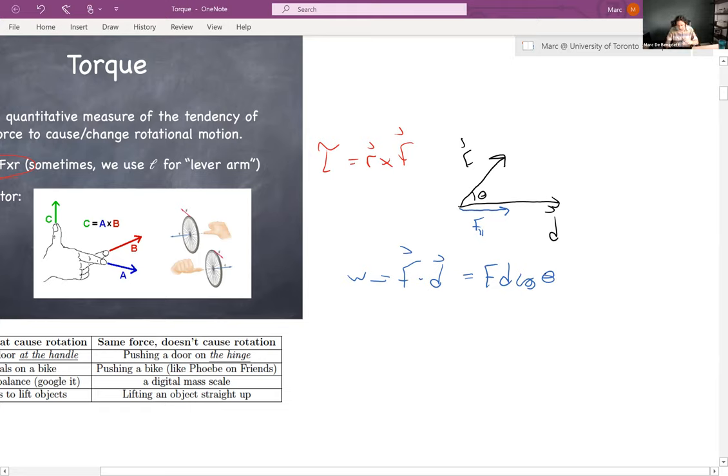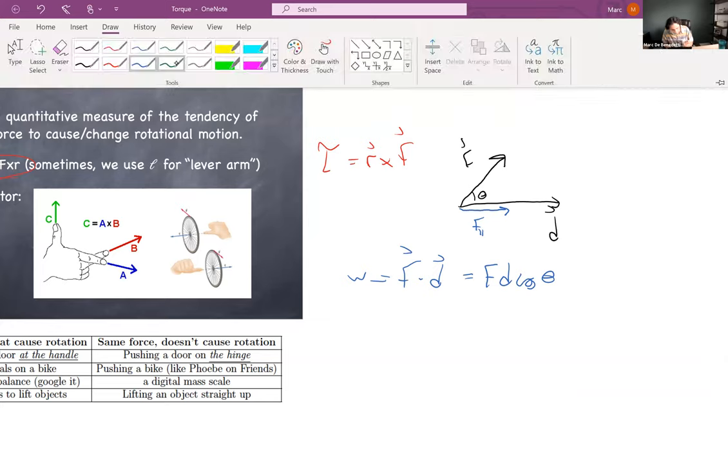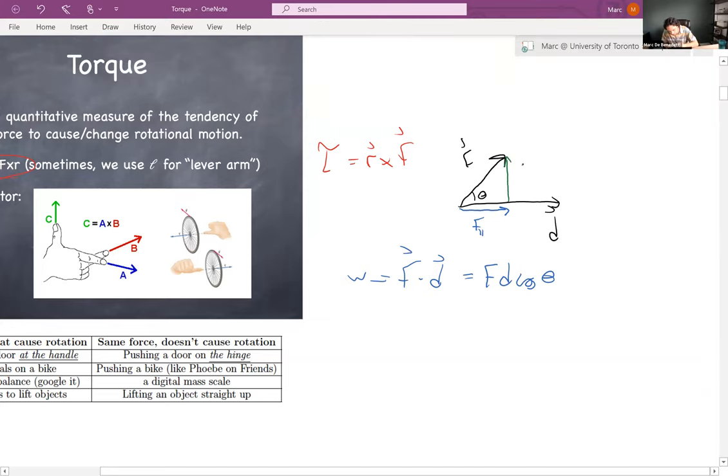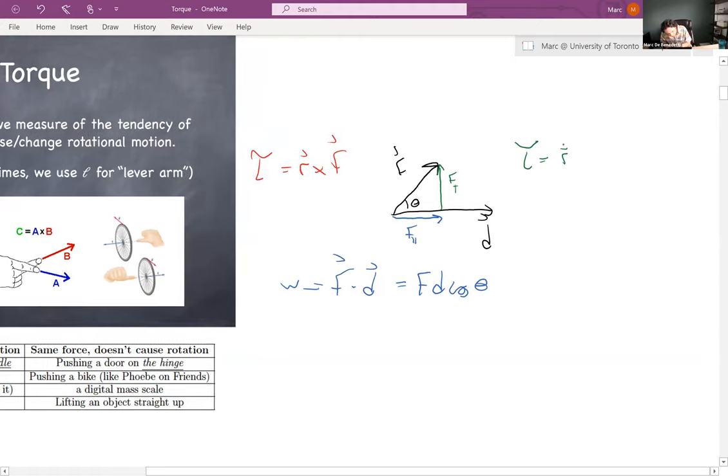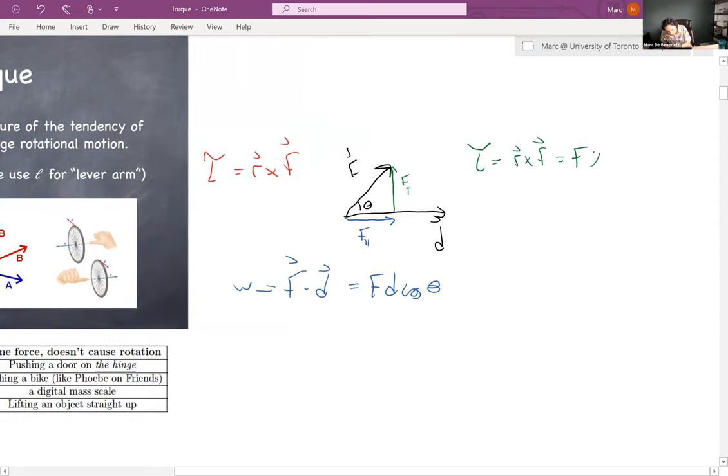That's the dot product. The cross product, however, is the perpendicular component of the force in the direction of the displacement, or in the direction of the lever arm. We'll talk about lever arm in a second. So the torque can actually be expressed as F times the lever arm, or if you want to use D, you can use D as well. Force times the lever arm times sine theta, because this is the opposite side. So using your trig ratios, that would be sine theta.